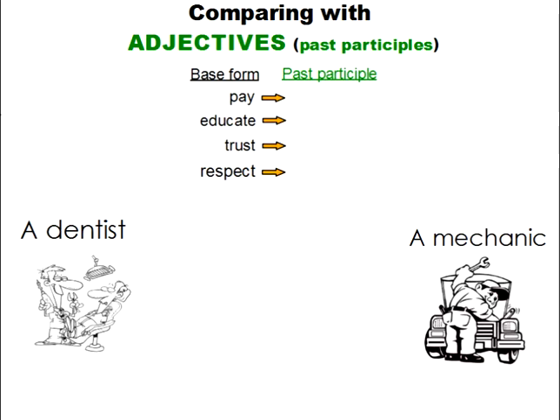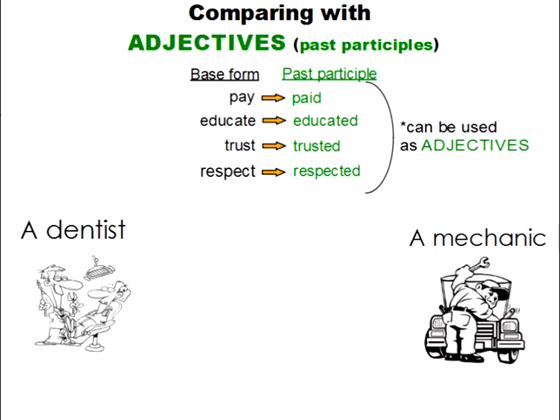We have the base form of a verb, which is things like these. We have a simple past, right? And then we have another one called the past participle. So let's think. What's the past participle of pay? Well, that's paid. Educate, educated. Trust, trusted. Respect, respected. Now, I can use past participles just like adjectives, okay?